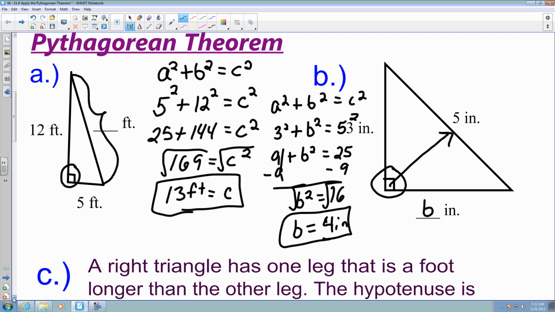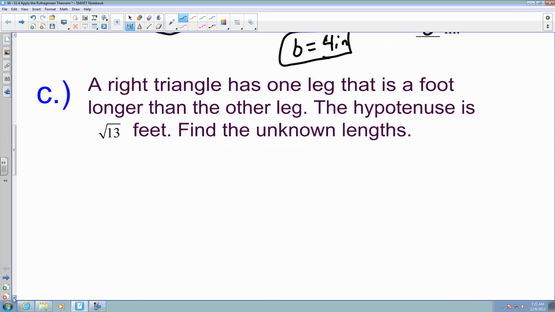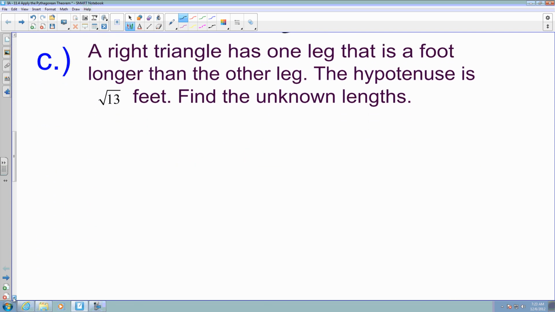So for example C, they give us a story problem. And the story problem says a right triangle has one leg that is a foot longer than the other leg. The hypotenuse is the square root of 13 feet. Find the unknown lengths. So, I like to draw a picture.